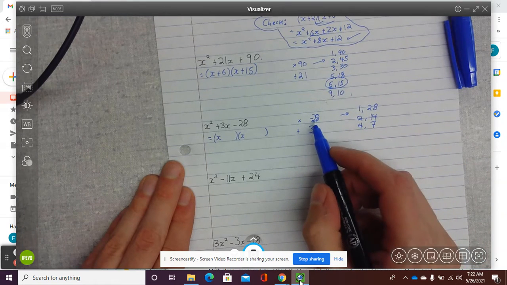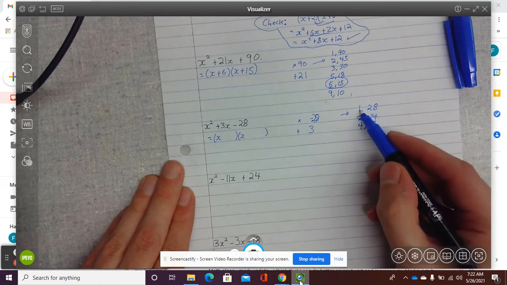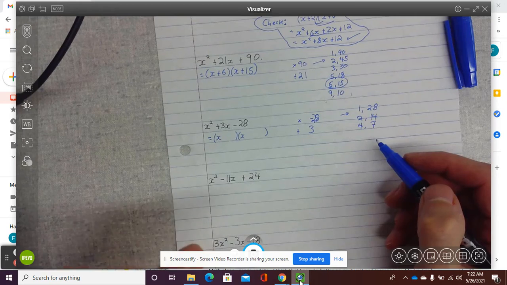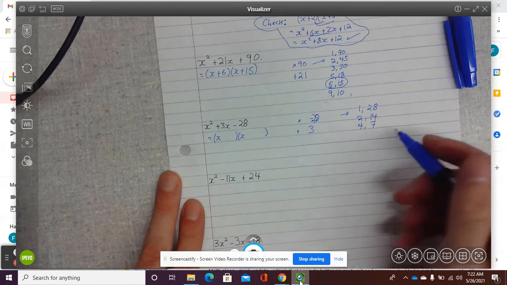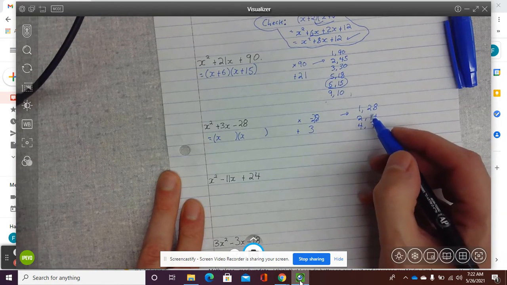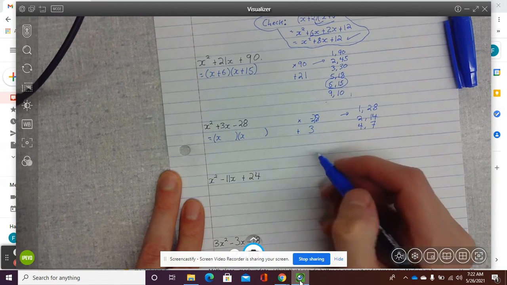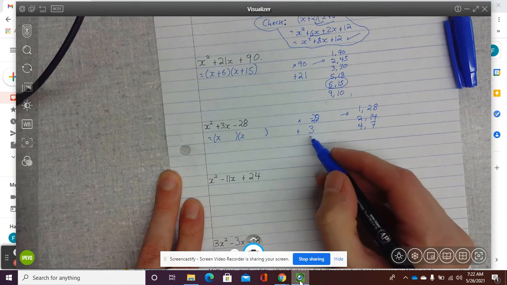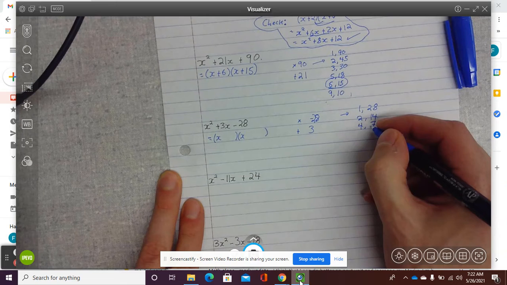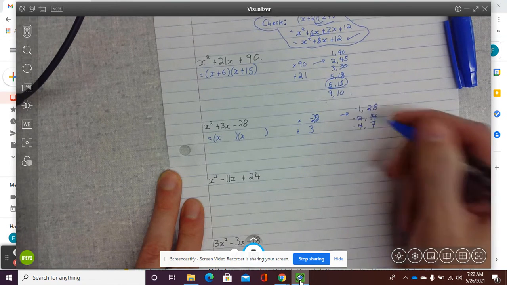Well, this time it multiplies to a negative. That means the signs have to be different, right? We have to have 1 negative and 1 positive to make a negative. So in each pair, one of the numbers has to be negative, but it adds to a positive. So another way of saying that is the bigger number is going to be positive because it's got to outweigh that negative.